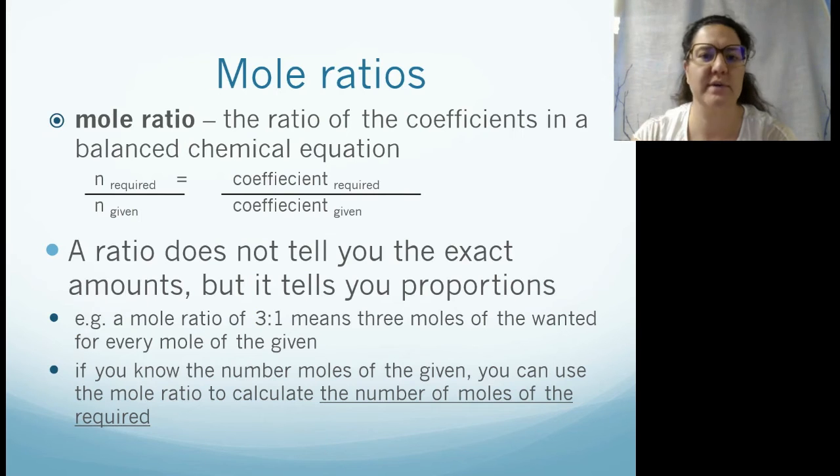So the mole ratio is the ratio of coefficients in a balanced chemical reaction. So the amount of moles before a reaction is the same as the amount of moles after the reaction. It doesn't tell us the exact proportions, but it gives us the amounts. So a mole ratio of 3 to 1 means we might have 3 moles of the wanted element for every 1 mole of the given element. And if we know the moles of the given element, we can use the mole ratio to calculate the number of moles that are required.